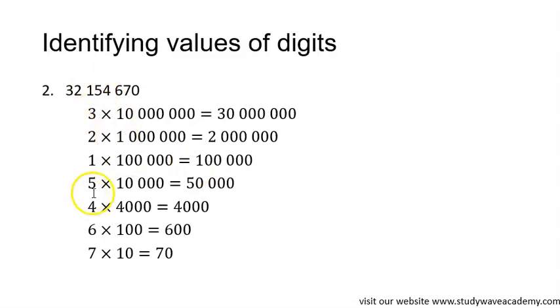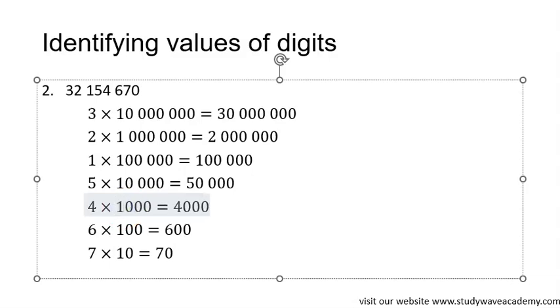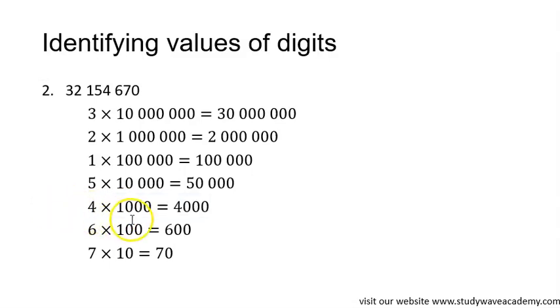The next digit 5 is in the 10,000 place, so its value is 5 times 10,000, which is going to give you 50,000. The next digit 4 is in the thousands place, as you can see. So it's 4 times 1,000, which is going to give you 4,000.